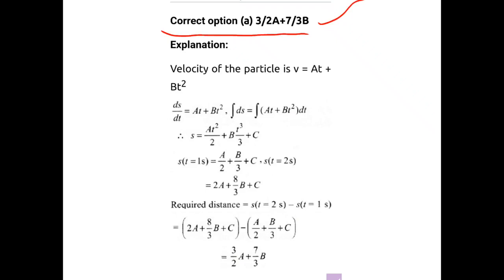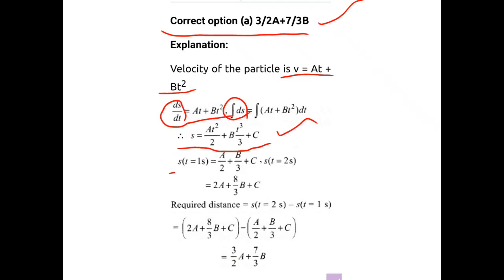Velocity of the particle they have given is v = at + bt². Here I want the required distance. So to get the distance, ds/dt is at + bt². I am integrating, and in the next step I get at²/2 + bt³/3 + C, by integrating.